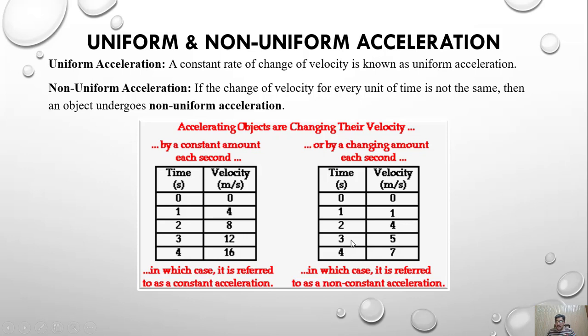If you take one more time, that is 3 seconds, the velocity at that time was 5. Again, if you take the difference with the previous value, there is a difference of 1. Again, here is the difference of 2. So continuously there is a change in velocity. Here it was a 1 meter per second difference, here 3, then again 1, next time it was 2. So it is not uniform. Constantly there is a change in velocity.